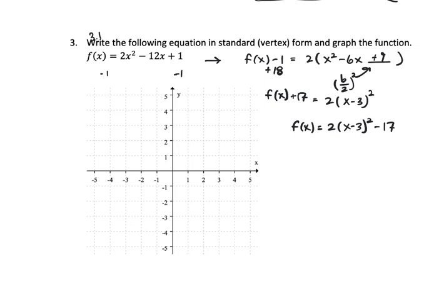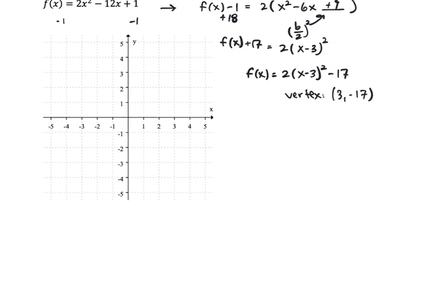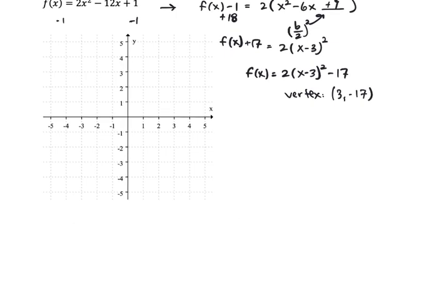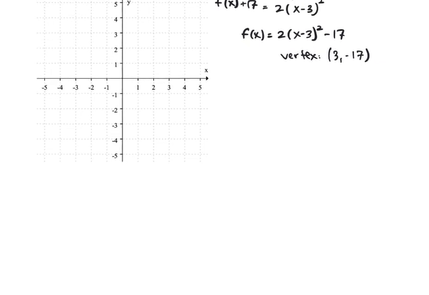So now that it's in vertex form, we can state the vertex. Let's move to the right 3 units and down 17 units. So the vertex is 3, comma, -17. Now, the graph provided here obviously is not going to fit that. Recommendation being just do the best you can.